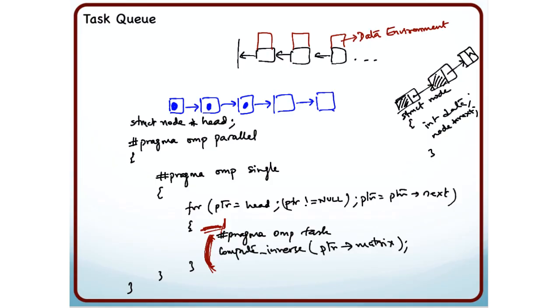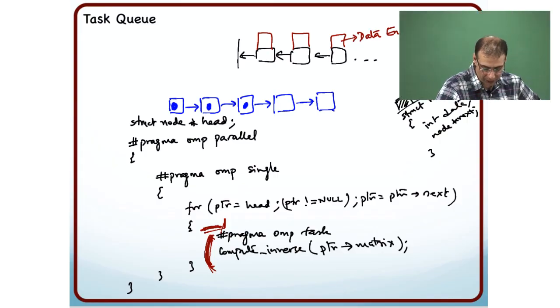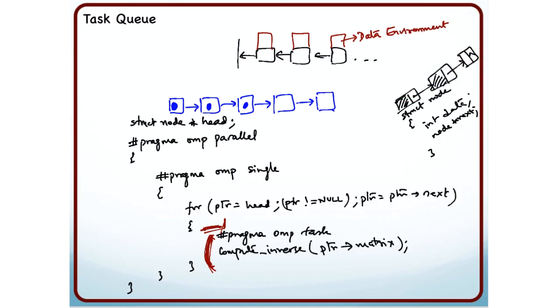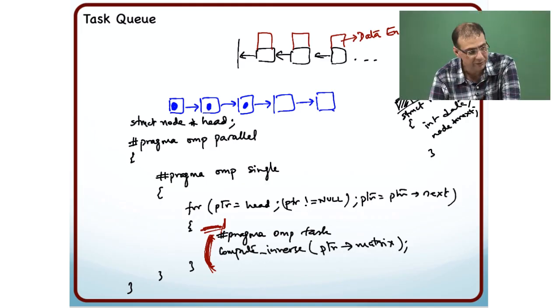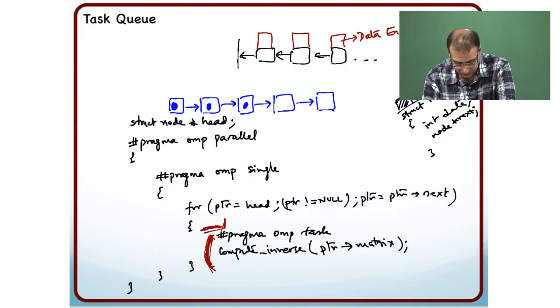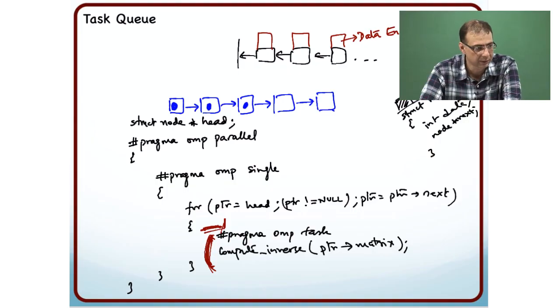So what's going to happen now? When I hit #pragma omp parallel, at that time 4 threads are spawned, right? I'm assuming OMP num threads is 4, so 3 more threads are spawned. In total you have 4 threads. Now one of the threads goes inside the #pragma omp single and traverses the entire linked list. Okay, and for every element in the linked list, it creates a task.